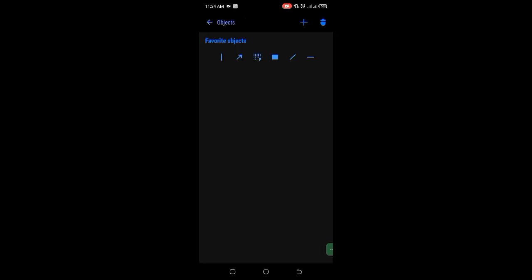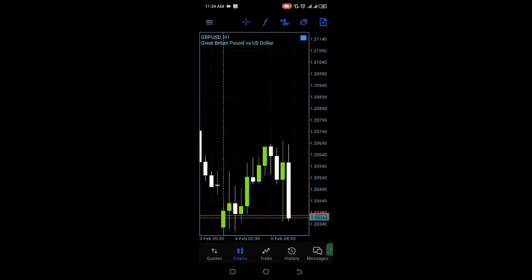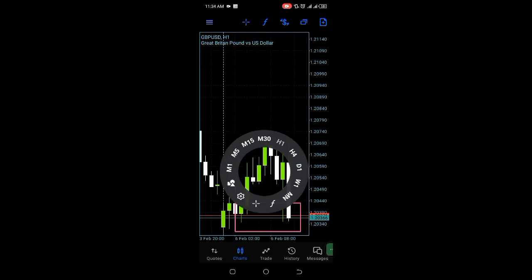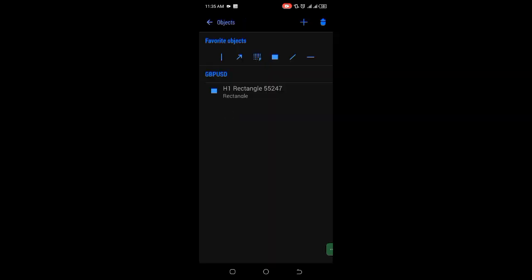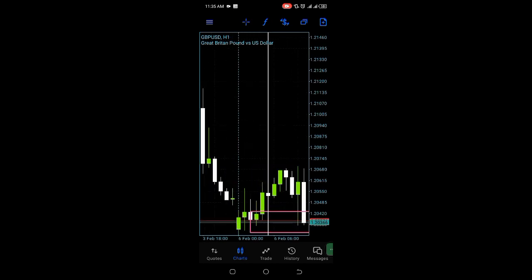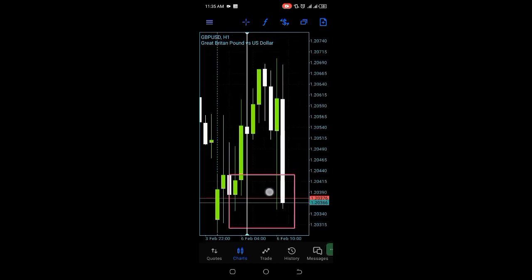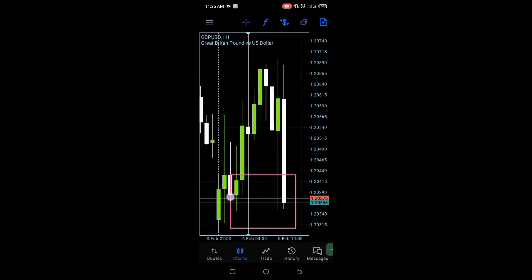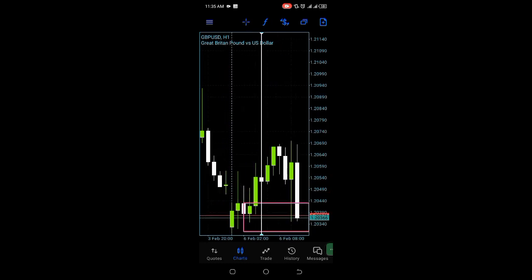Okay, so we identified an engulfing candle here on the H1. The next thing, I'll have my vertical line here, just on the next candle opening. Yeah, that one. So this is an engulfing candle. This is a bearish candlestick.